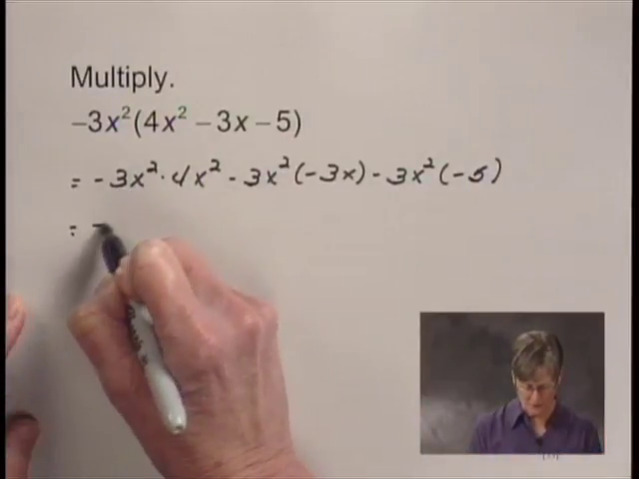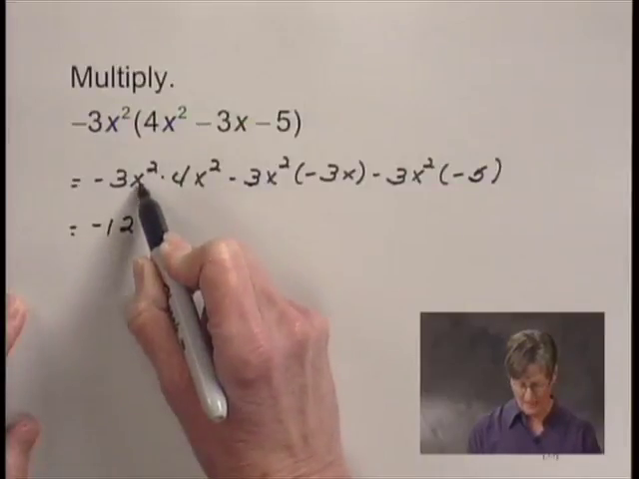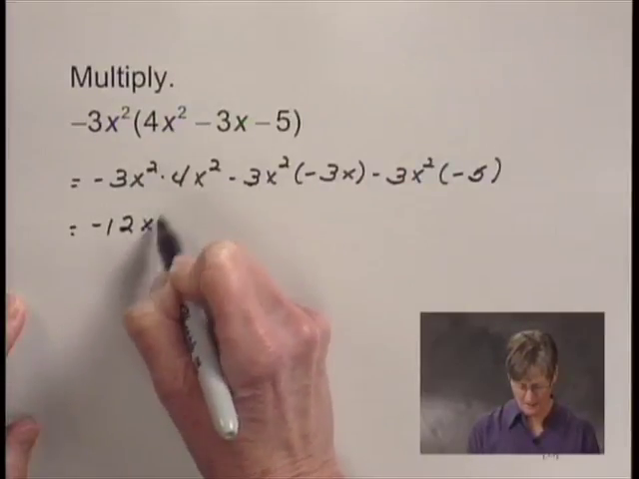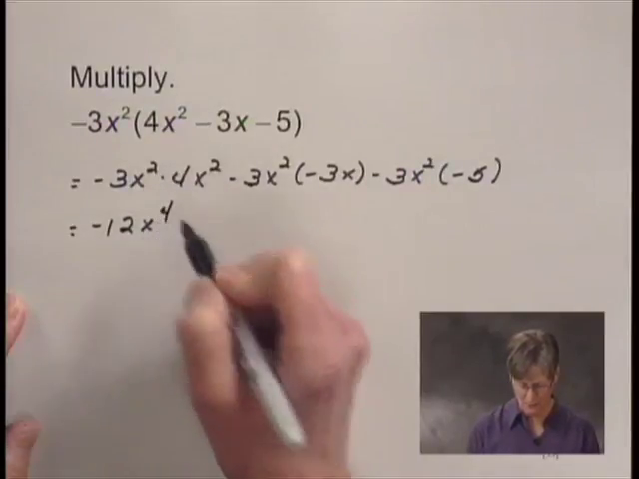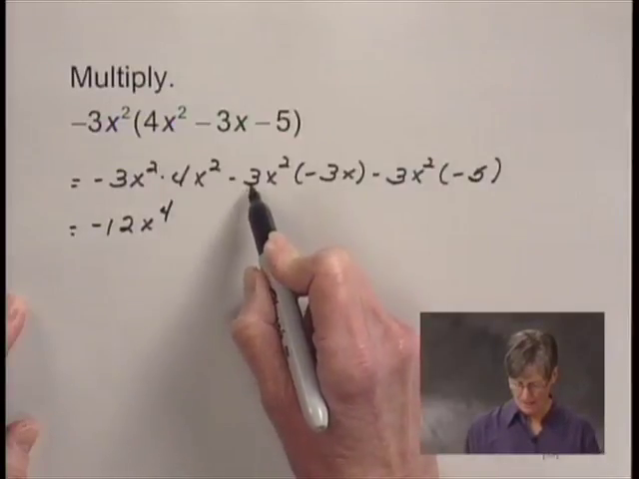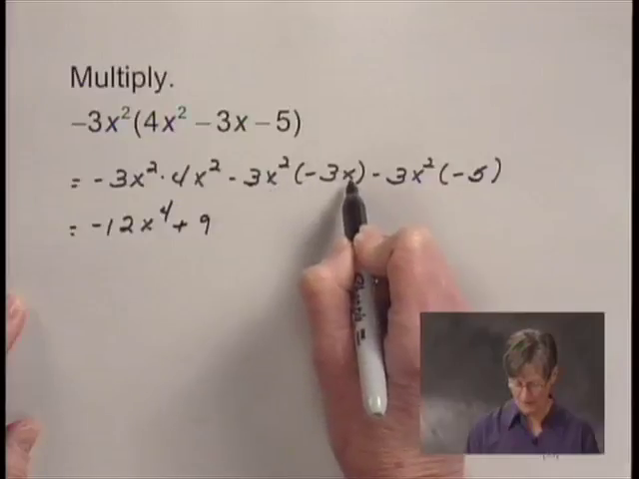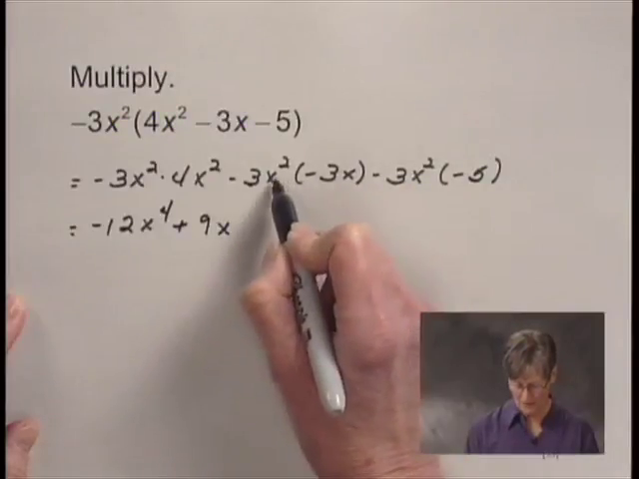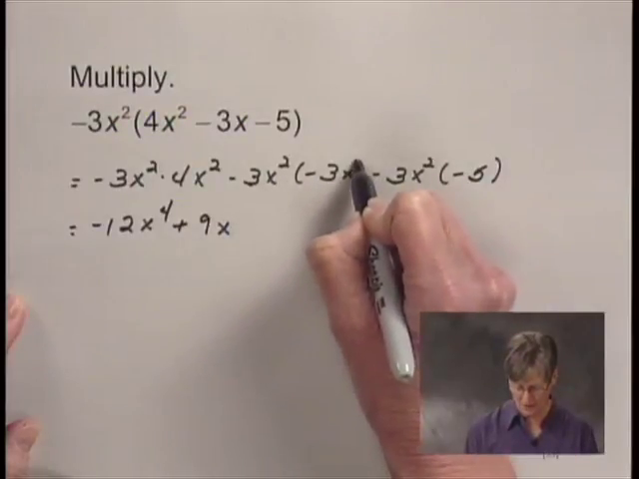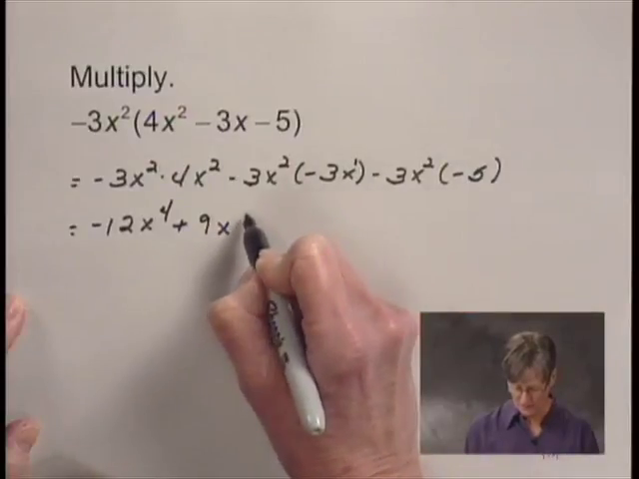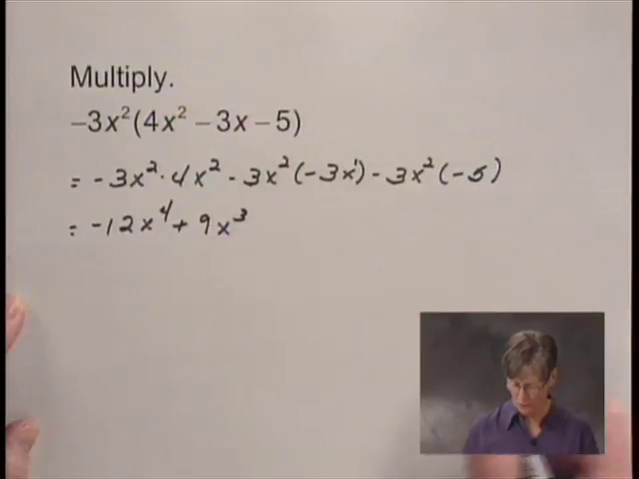Negative 3 times 4 is negative 12, and x squared times x squared is x to the 2 plus 2, or x to the 4th power. Negative 3 times negative 3 is 9, and x squared times x is x to the 2 plus 1. This exponent on here is understood to be 1. X to the 2 plus 1 power, or x cubed.